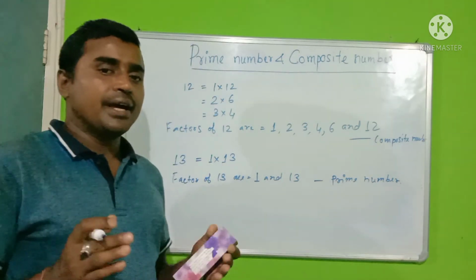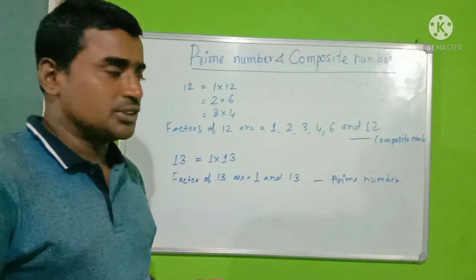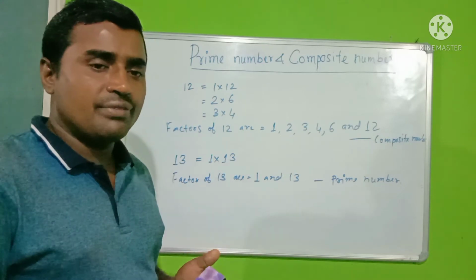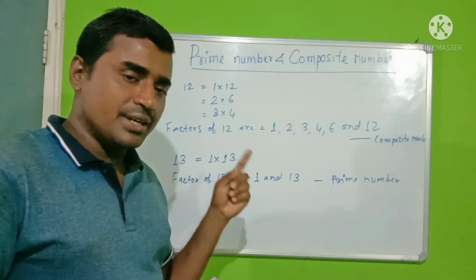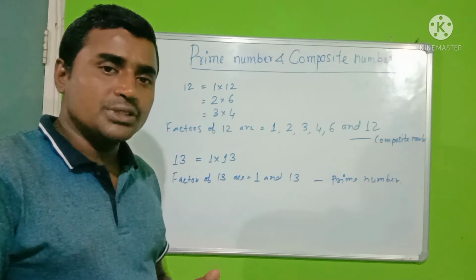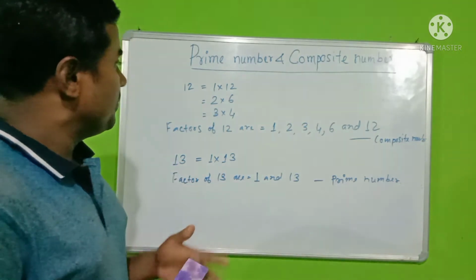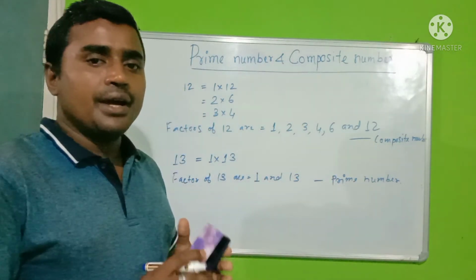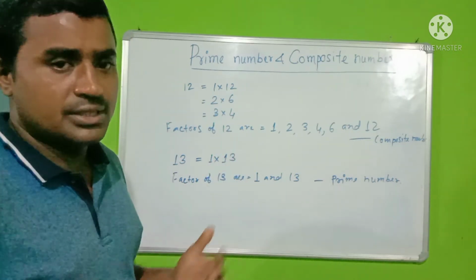So now you get the idea which are prime and which are composite. Just find all the factors of the number and then find whether it is prime or composite. It will be prime if it has 2 factors, 1 and that number, and it will be composite if it has more than 2 factors. Now I write the natural numbers from 1 to 50 and identify which are prime and which are composite. So let's see.